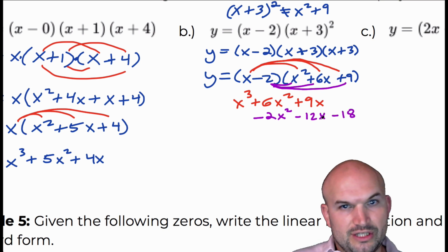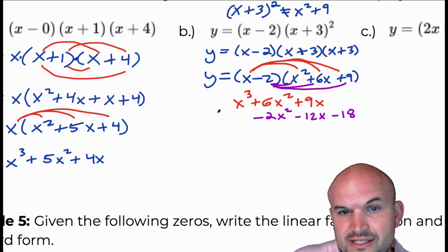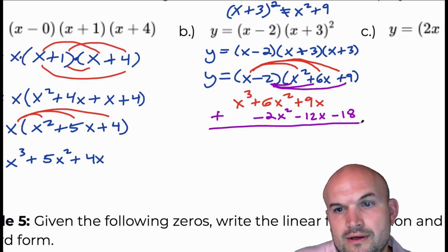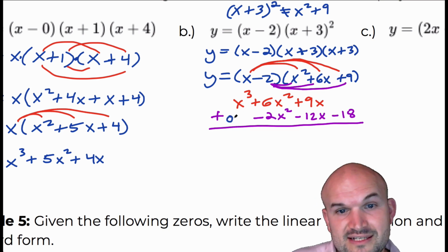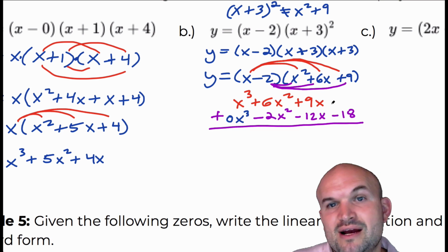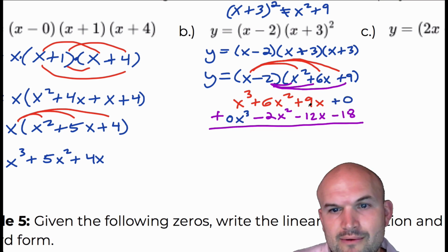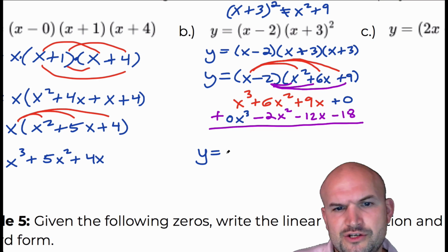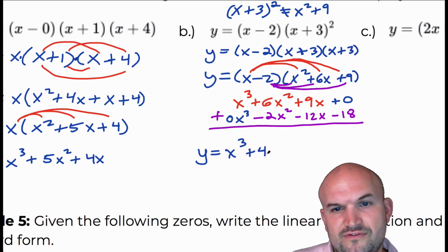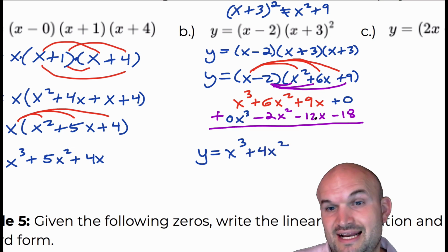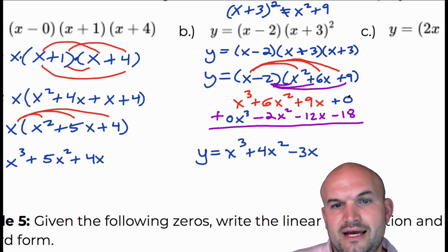Okay, so now that I've vertically aligned them, I need to combine them, which is basically adding these two rows. Now, this gets a little confusing for students because they're like, well, how are you going to do this when you don't have a purple x cubed? Well, you can just write that as 0x cubed. What about if you don't have a red number? Well, then just use 0. Now we're just going to vertically add these, and when we vertically combine them, that's going to give our final polynomial. So x cubed plus 0x cubed is just x cubed. 6x squared plus a negative 2x squared is a positive 4x squared. 9x plus a negative 12x is a negative 3x. And 0 plus a negative 18 is a negative 18.